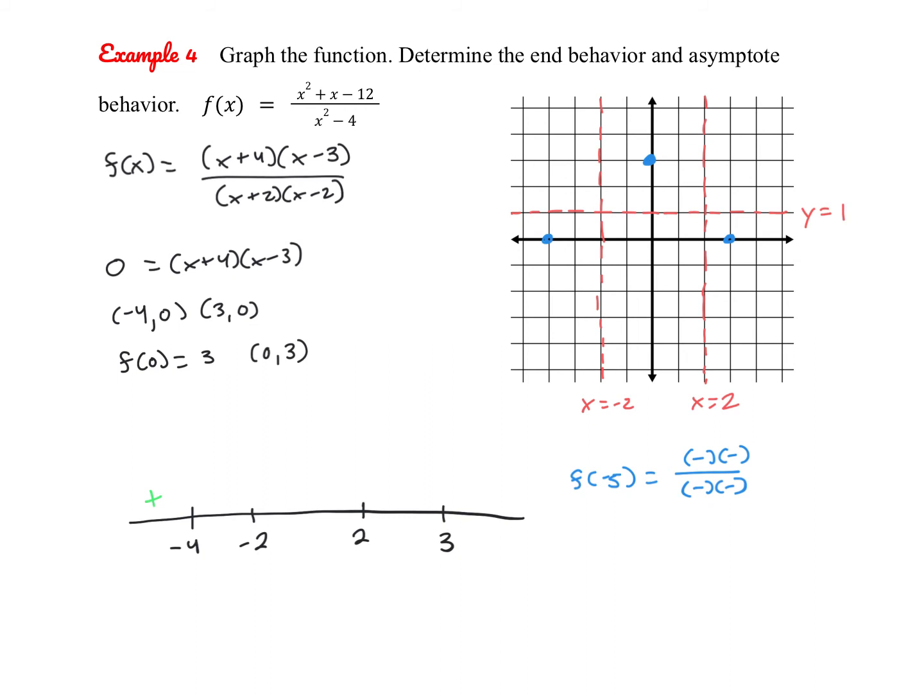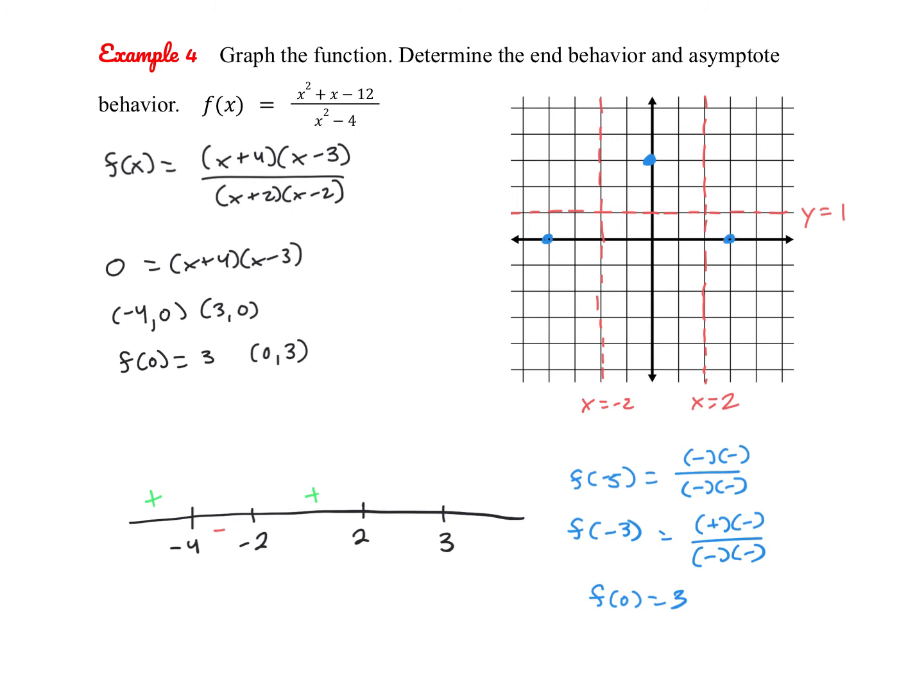Now I want to test something between negative 4 and negative 2. So let's say negative 3. So our first factor would actually be positive, and then negative, and negative, and negative, resulting in a negative. We already know from our y-intercept what's going on in between here. We know that f of 0 is equal to 3, which is positive. So we know that one.